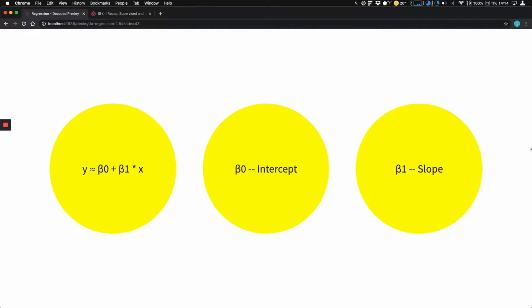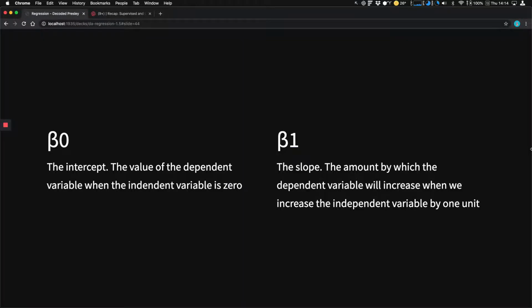And how do we define the intercept and the slope? Well, the intercept is simply the value of the dependent variable when the independent variable is 0, and the slope is defined as the amount by which the dependent variable will increase when we increase the independent variable by 1 unit.